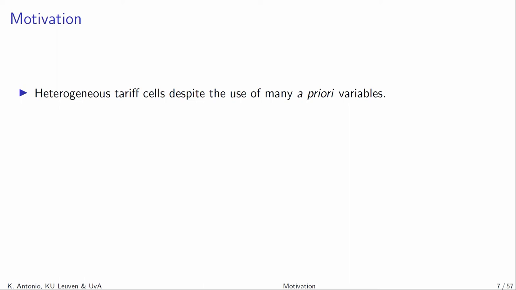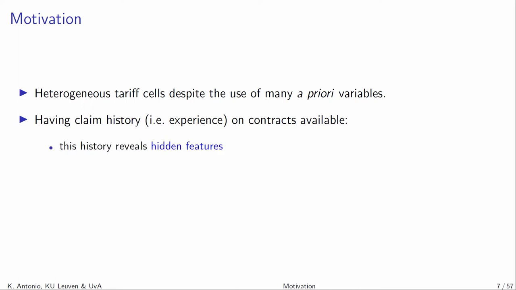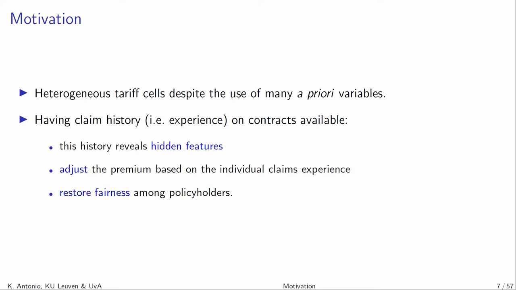So how can we integrate the claim history? This history, as I already explained, reveals hidden features. We're going to adjust the premium based on the individual claims experience, and that's a way to restore actuarial fairness among policyholders. Because we charge our policyholders a certain a priori premium, and then when history unfolds over time, we can see, oh, we charged Leni too much for the actual risk that she is representing. So we should restore the fairness by giving her a discount based on the fact that she didn't report any claim in the past, for example. And with Season, perhaps the situation is the other way around, just to give an example. So we should give him a penalty based on the history of claims he reported. So it's a way to rebalance.